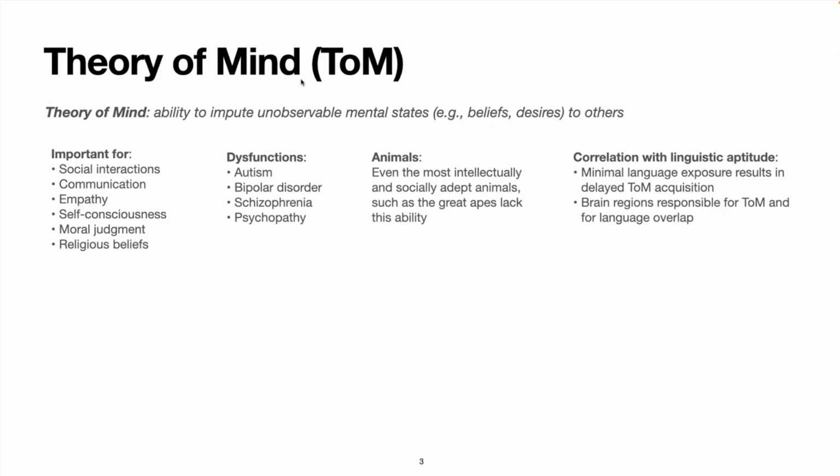And also from a neurological point of view, if you look at the brain regions that are responsible for the theory of mind capabilities, they overlap with the linguistic capabilities of the brain. So there seems to be a strong relation between this capability and the linguistic capability.